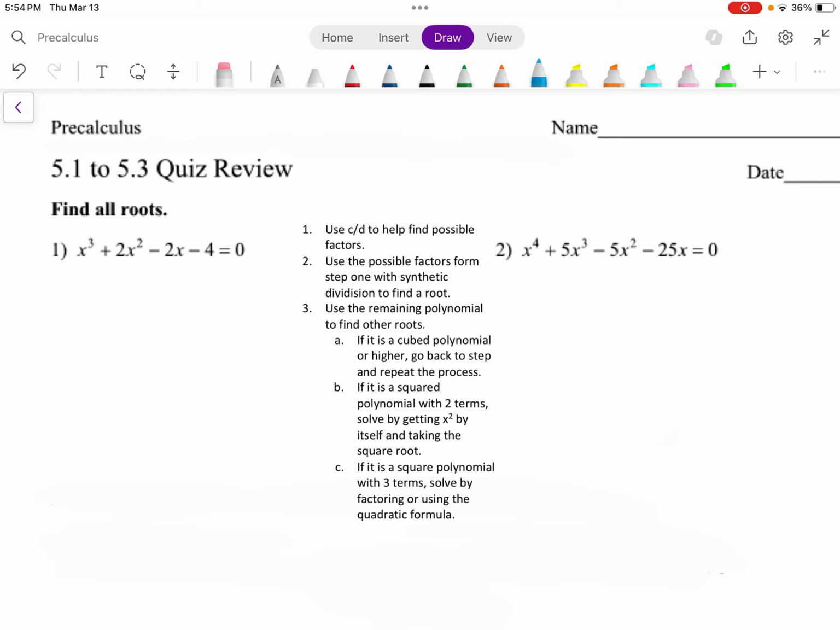So the first thing we're going to do is use C over D to help us find possible factors. If you don't know what C over D is, you need to. It's the rational root theorem is the technical name for it. C represents the factors of the constant, and D, they're the factors of the leading coefficient.